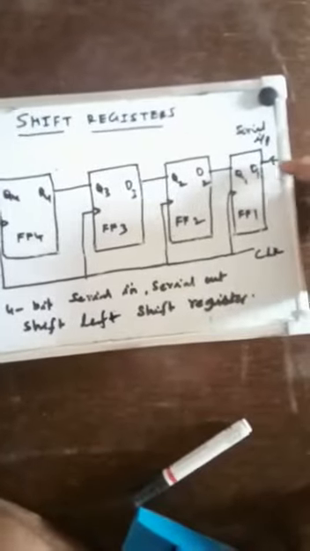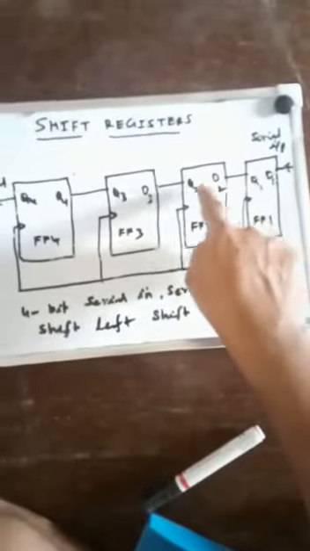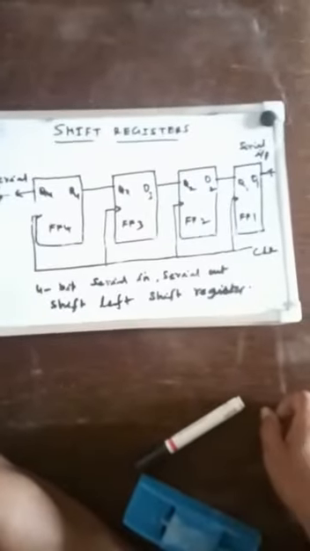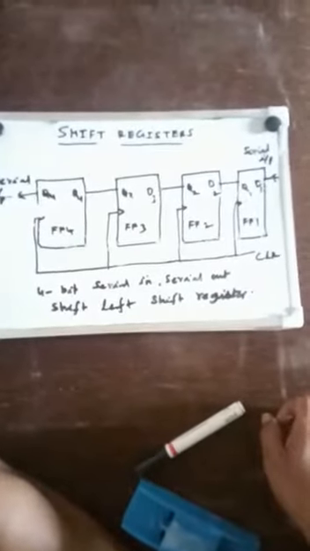So once serial in is given, it is transferred to Q1, and similarly Q2 and Q3 and Q4. Thus the output will be taken from here. This is the way the shift left register has been made.